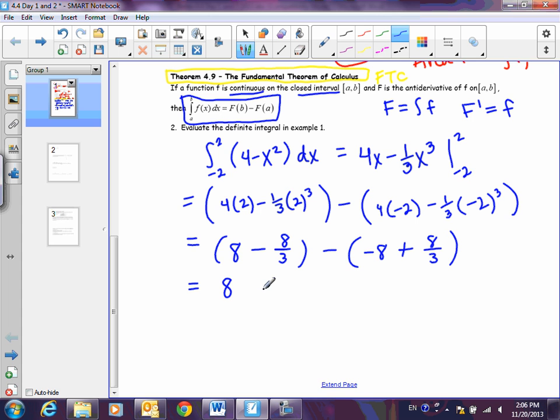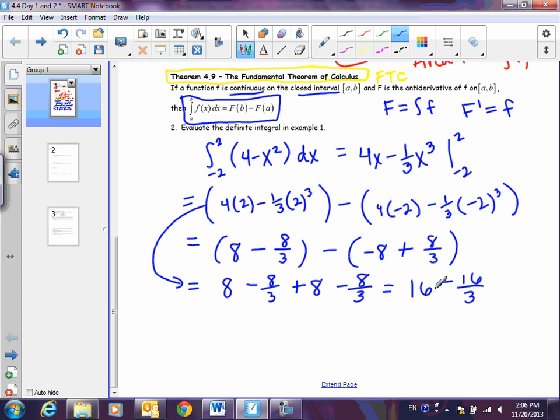So what this ends up being is 8 minus 8/3 and then plus 8 minus 8/3. I think many of you could have gone from here to here, and that's totally fine. You didn't have to do it the way I did it. When I have a mixture of whole numbers and fractions, I like to go ahead and combine all my whole numbers and then combine my fractions. Those two have the same denominator, so we're good.